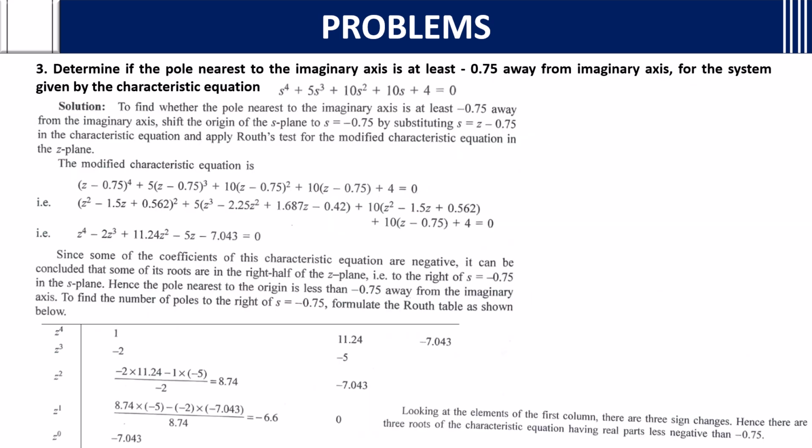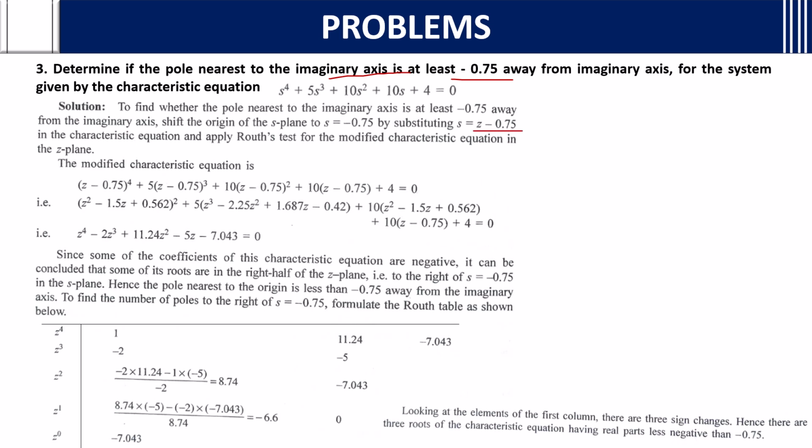Then determine if the pole nearest to the imaginary axis is at least minus 0.75 away from the imaginary axis for the system given by the characteristic equation. See, they are giving a little bit here to confuse you. Pole nearest to the imaginary axis at least 0.75 away means what? It is shifting from the origin to some point, that is minus 0.75. So in the place of s, you should substitute z minus 0.75.